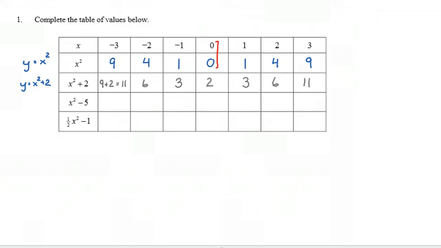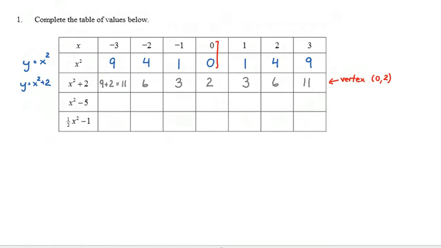Notice we get the same symmetrical idea here: 11, 6, 3, 2, 3, 6, 11, but we notice now the vertex is at 0, 2. So we've shifted the vertex up 2.